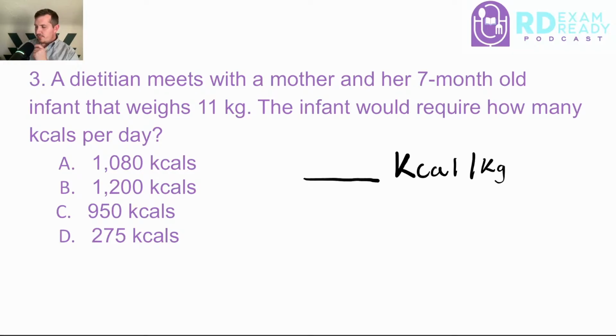Good, good. So I see some answers rolling into the chat here of 98 kcals per kilogram. So we're going to put 98 right there. Now, that's just kind of standard for a 7-month-old in that case, right? So we'll kind of talk through those values a little bit here in a second.